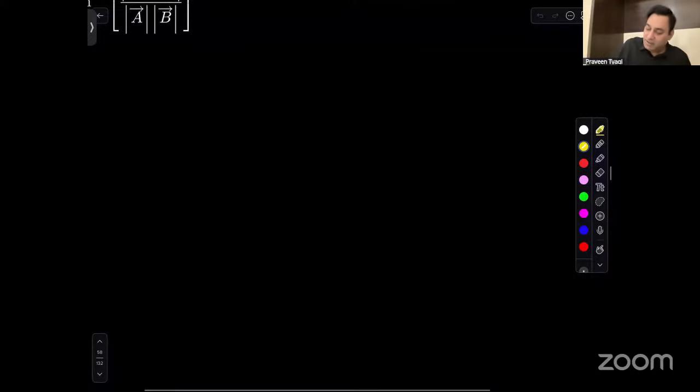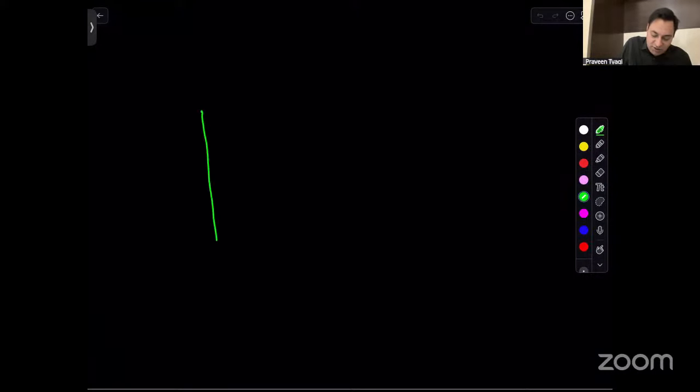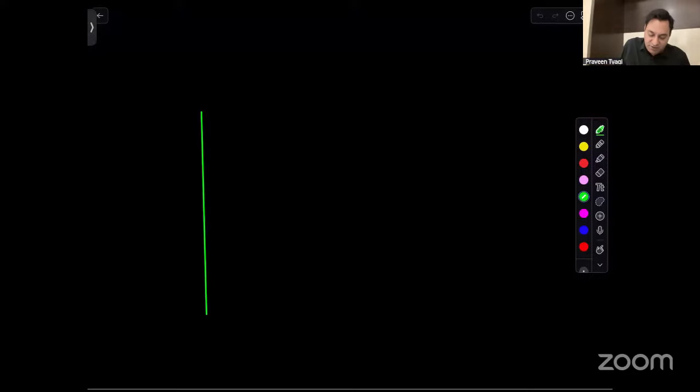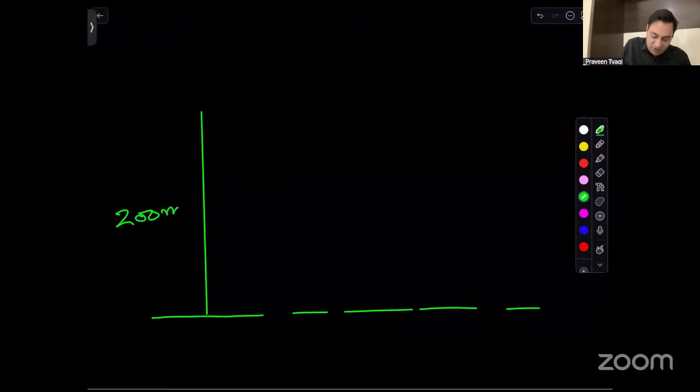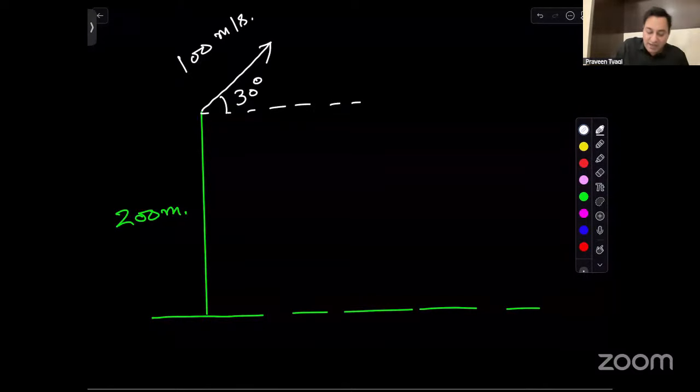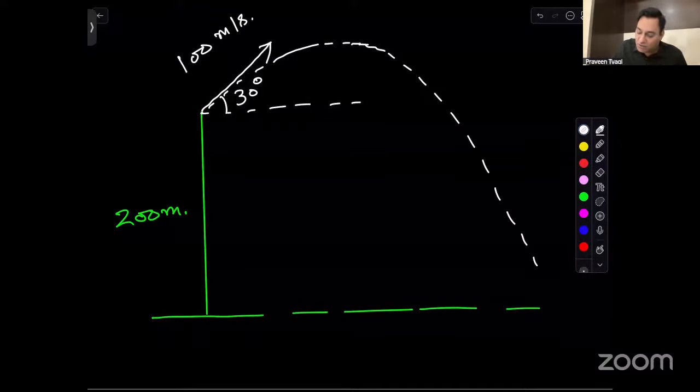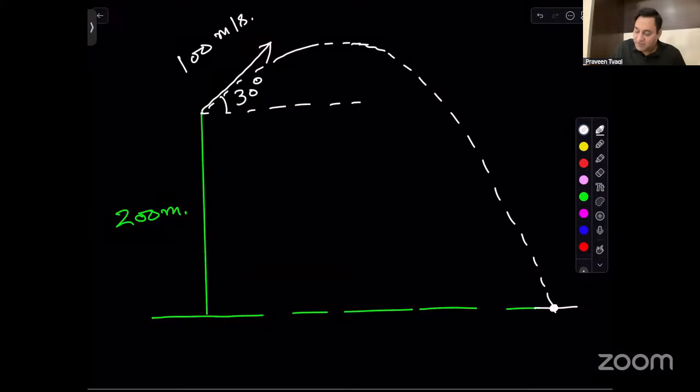I'll draw it again. So the question is this, all of you, please pay attention. You are on the rooftop of a 200-meter tall building. From there, you are throwing a stone at 100 meter per second, at an angle of 30 degrees with the horizon. And this stone goes up like this and falls down on the ground at a distance somewhere.